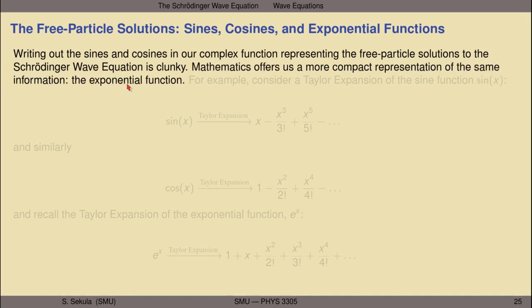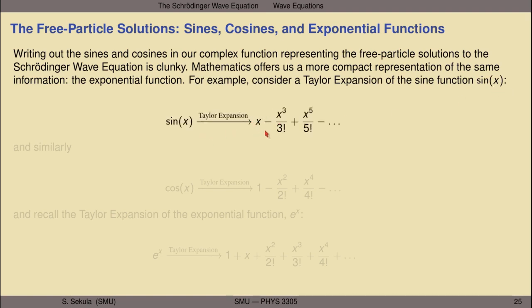It would be nice if we could compactify this notation somehow. And mathematics does offer us a more compact representation of the same information, and will also give us some practice with imaginary numbers like i. Ultimately, we will be able to summarize the free particle solutions as a single exponential function, rather than a sum of sines and cosines. To get there, let's consider a Taylor expansion of the sine function, sine of x. So the sine of x, Taylor expanded into a series of terms, becomes x minus x cubed over 3 factorial, plus x to the fifth over 5 factorial, etc.